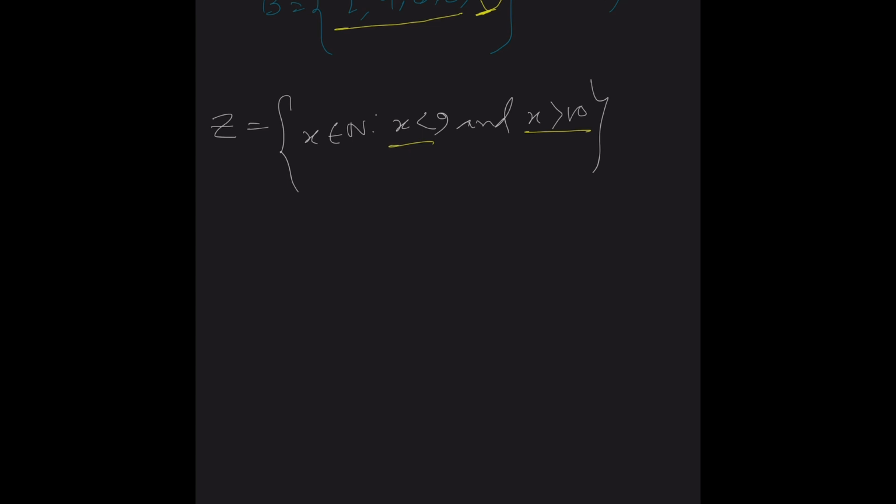So these types of sets are called empty sets, and they are represented either like this, or like this. Okay, so these are empty sets. There can be a lot of other examples, but we'll skip them for now.